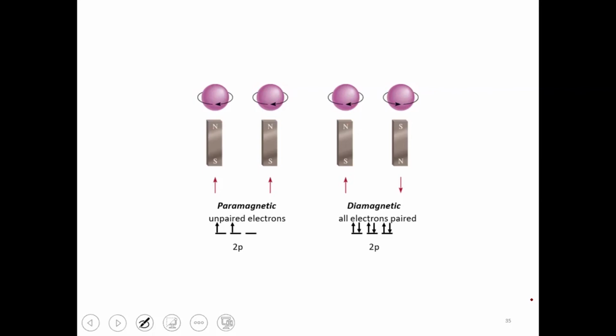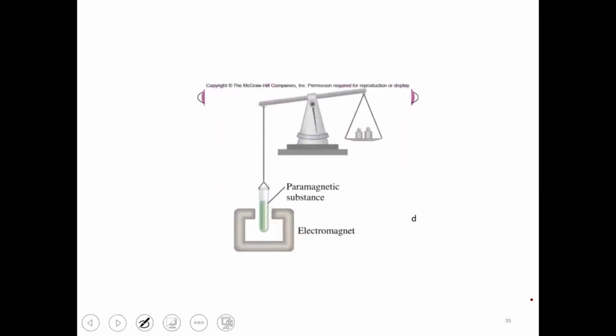And I'm going to show you a sketch. This is not what the machine actually looks like. But the point is this. Let's say that I have a substance that is paramagnetic, and I suspend it from a balance, right? And I approach an electromagnet. Here's the thing. If the substance is paramagnetic, in other words, if it has unpaired electrons, that means it's generating a net magnetic field, right? The electrons are not canceling each other out.